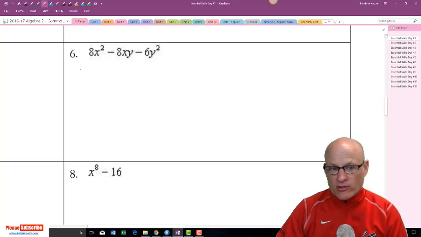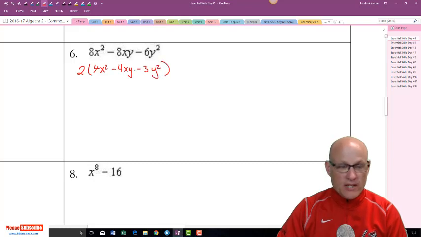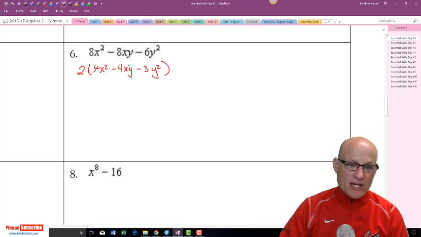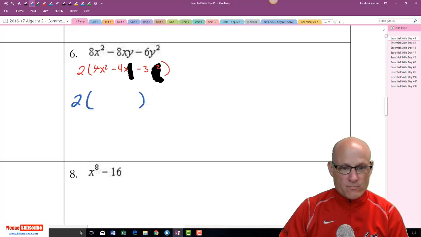So the first thing we're going to do is notice that there's a GCF of 2. So we're going to take that out. 4x squared minus 4xy minus 3y squared. Now, I always try to tell my kids, pretend like you can't see this y. Pretend like that thing doesn't exist, and then deal with it that way. So probably 2x and 2x.